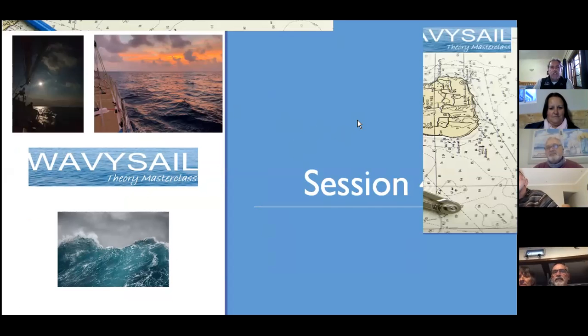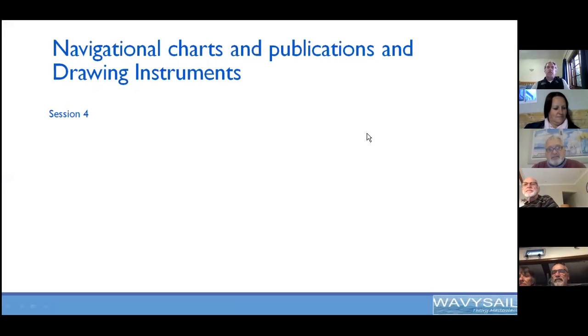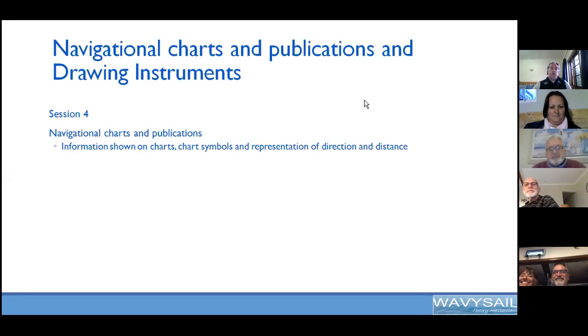So, publications. What we'll go through this evening: publications and a bit about drawing instruments. Nautical charts and publications. Note the word nautical charts and not the word maps. Please, guys, remember we spoke about it. What information is shown on charts, chart symbols, and representation of distance and direction. Then we'll look at the publications in common use.